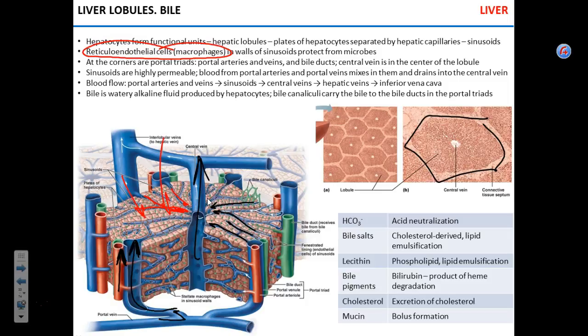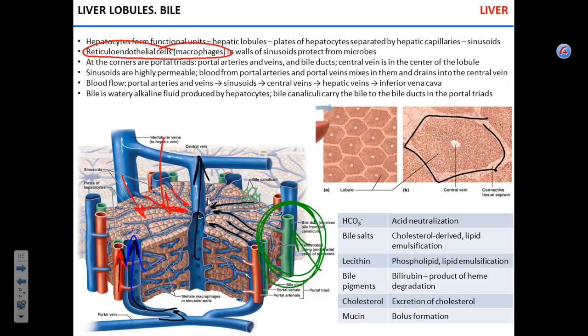So these blood vessels, portal arteriole, portal venule, and the third vessel, it's not a blood vessel, called bile duct, this green one, they always go in triplets. And this is called portal triad. Can you see the portal triad?